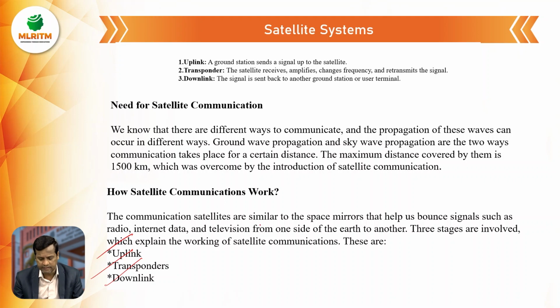A communication satellite is similar to a space mirror that helps us bounce signals such as radio, internet data, and television from one side of the earth to another. There are three stages involved in the working of satellite communication: uplink, transponders, and downlink. These three are the satellite communication stages.